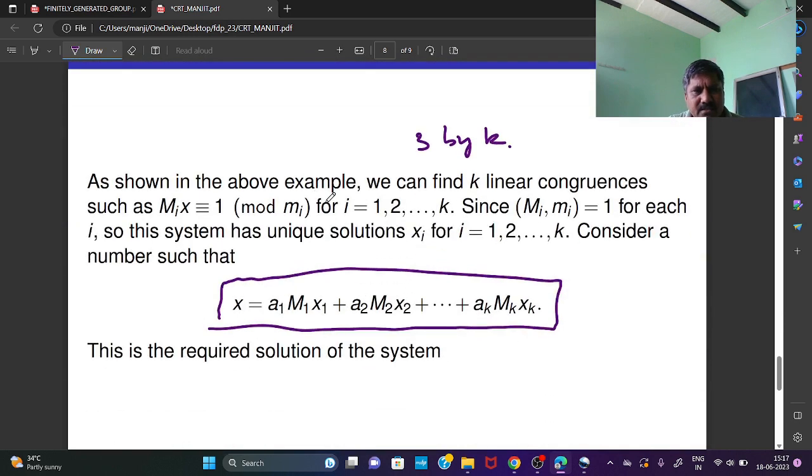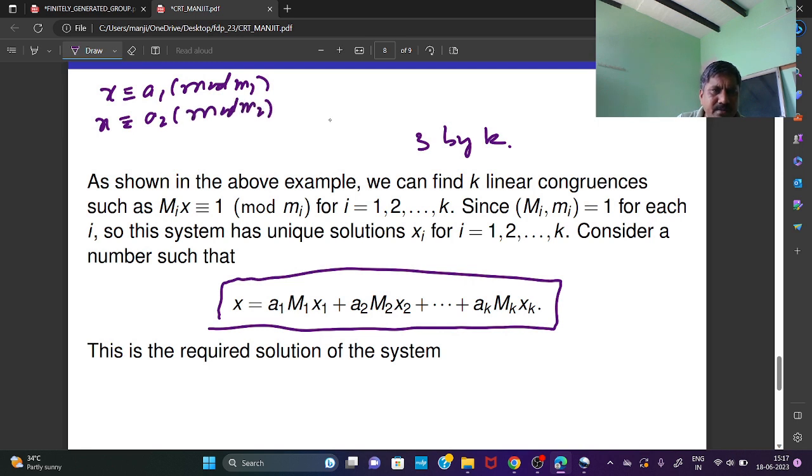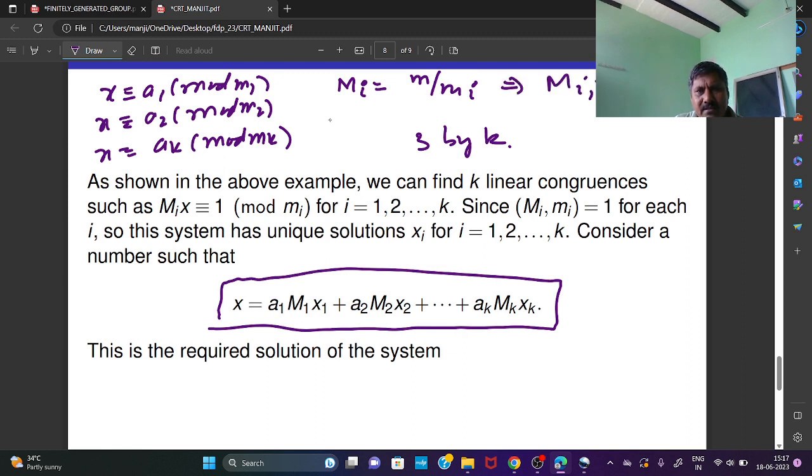Okay, so the proof is very easy. In fact, we have the problem: x is congruent to a1 mod m1, x is congruent to a2 mod m2, and so on up to x congruent to ak mod mk. First of all we create Mi, which is M upon mi. After getting this, it is very straightforward. These two numbers are relatively prime, so by the congruence, this problem has a unique solution.